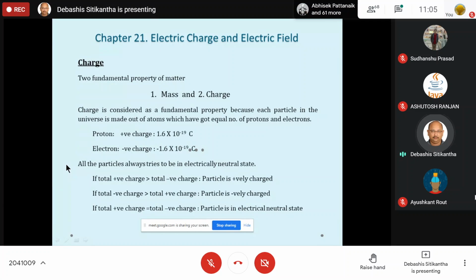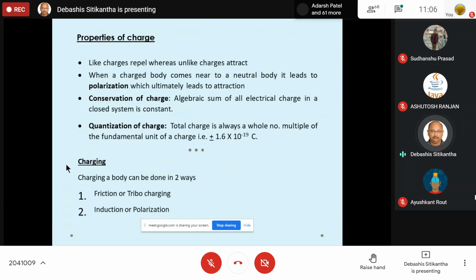As we are talking about electric field and electric charge, yesterday we discussed some important salient features of this charge. Today we will move on to the different properties of this charge. Usually our charge is associated with 4 properties. The first property is very common to all, everybody knows about it. The property says that like charges repel whereas unlike charges attract.